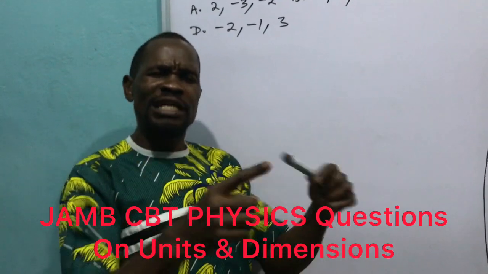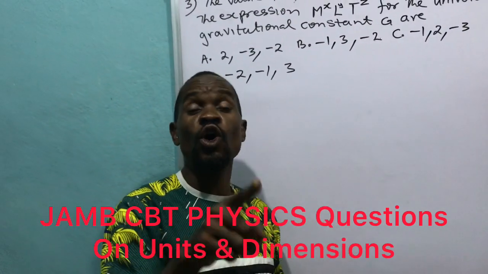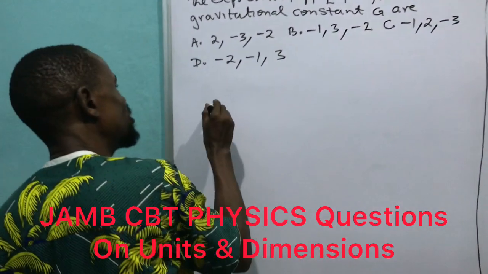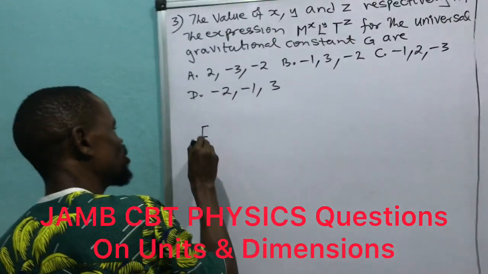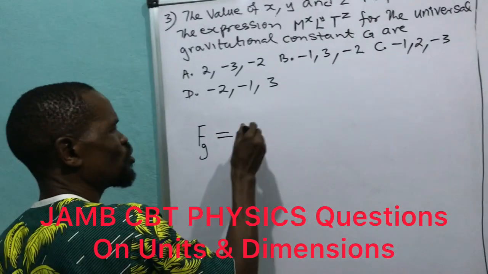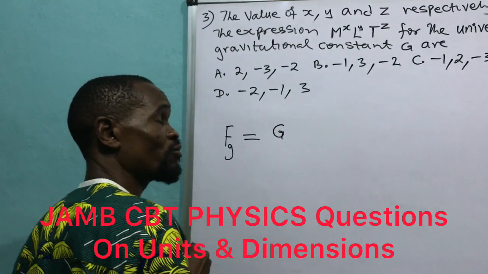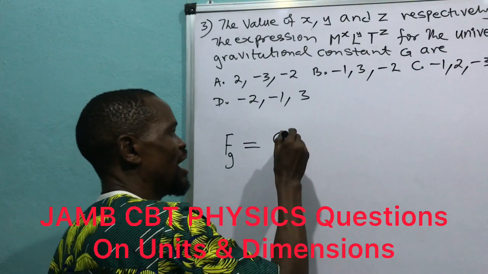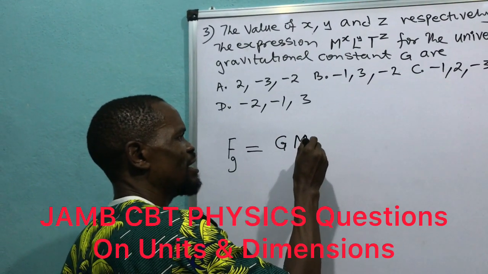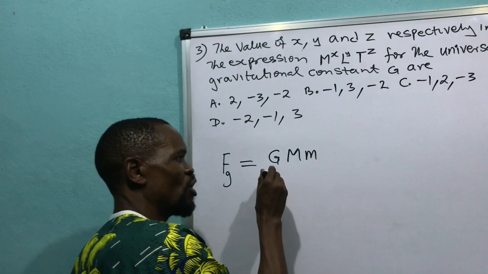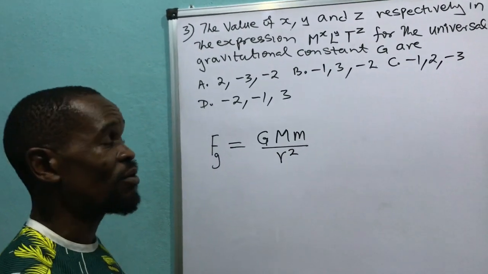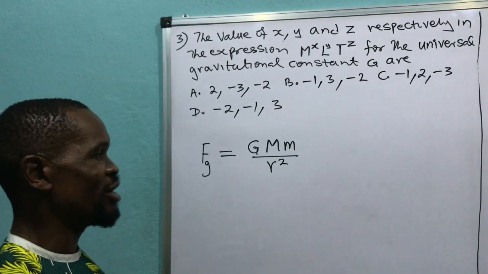And the constant of proportionality, which is called the gravitational constant, is applied. Newton's gravitational force is equal to G, which is the constant of proportionality, called the gravitational force constant, times the mass of the earth and the mass of the body on the earth, all over R, the distance of separation of the mass of the earth and the mass of the body on earth.